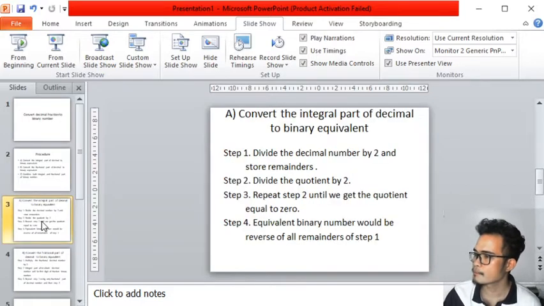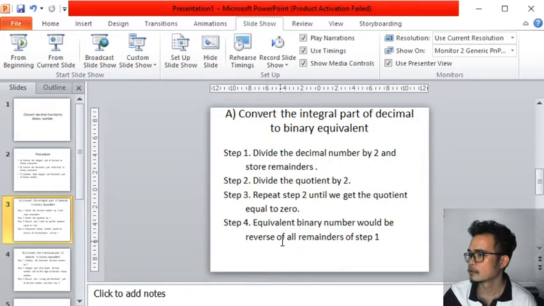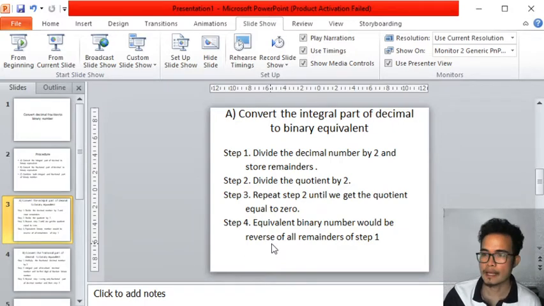For procedure A, step 1: divide the decimal number by 2 and store the remainders. Step 2: divide the quotient by 2. Step 3: repeat step 2 until we get a quotient equal to 0. If you reach a quotient of 0, stop. Then get the binary equivalent by reversing all the remainders of step 1.